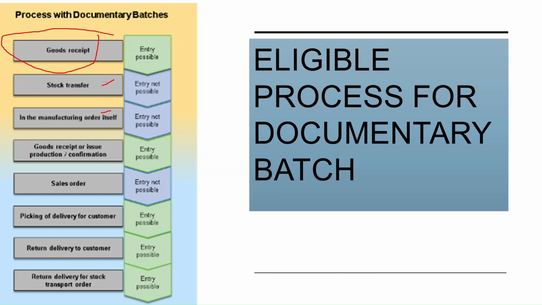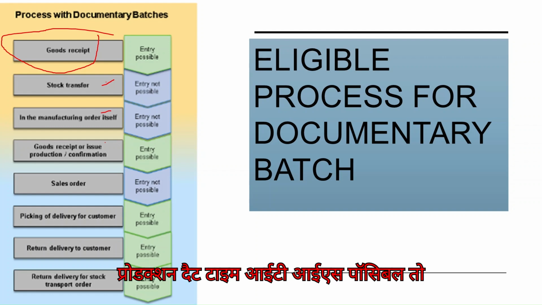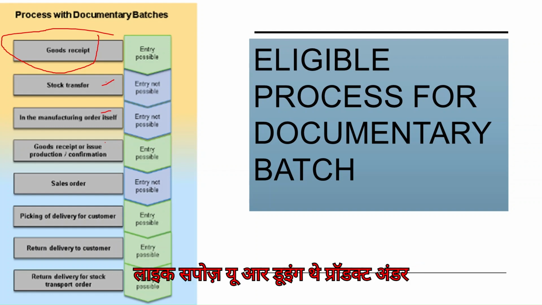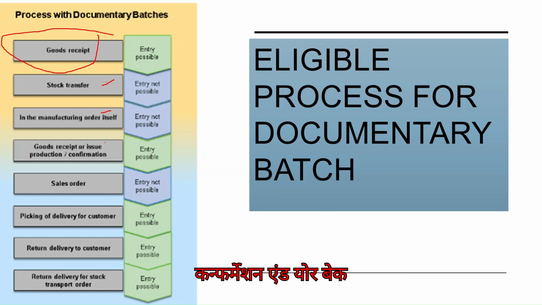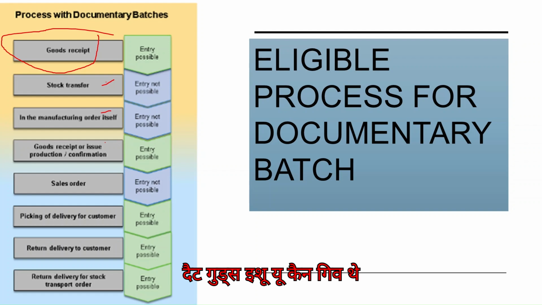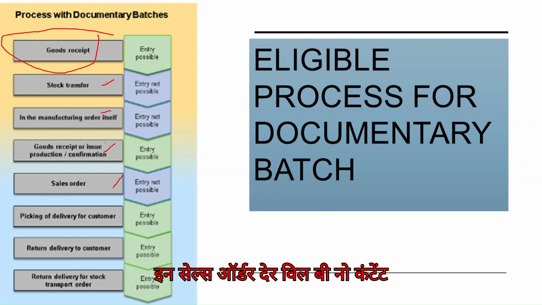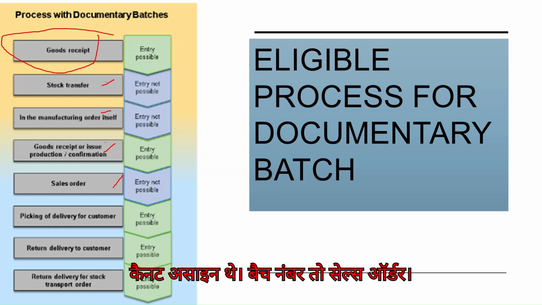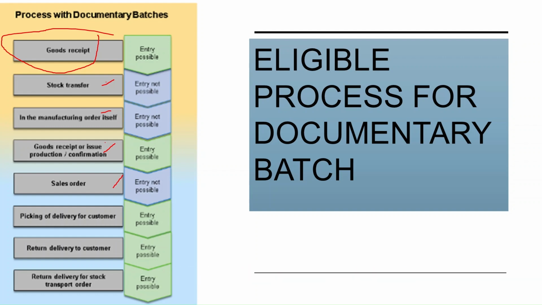Goods receipt or issue of the production: it is possible there. Suppose you are doing the production order confirmation and backflush is activated for the component. During that goods issue you can give your documentary batch information. In a sales order, there is no provision to use the batch number. You can't assign the batch number to a sales order.